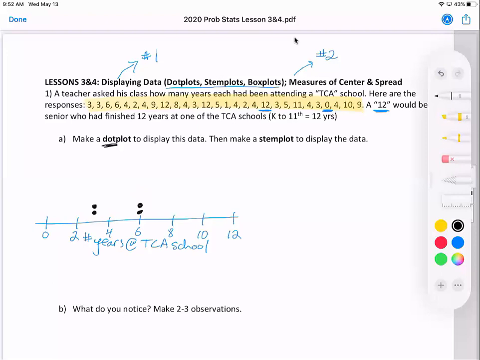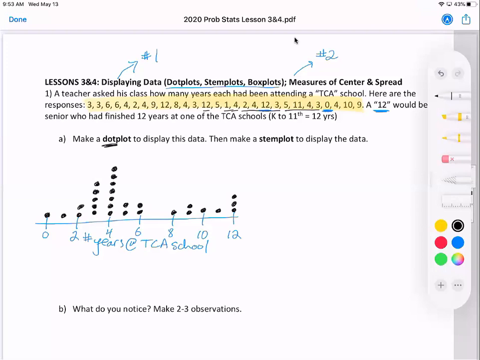So we have right about here. And then we have a 4, a 2, a 4, a 9, 12, 8, 4, 3, 12, 5, 1, 4, 2, 4, 12, 3, 5, 11, 4, 3, and 0, 4, 10, 9.